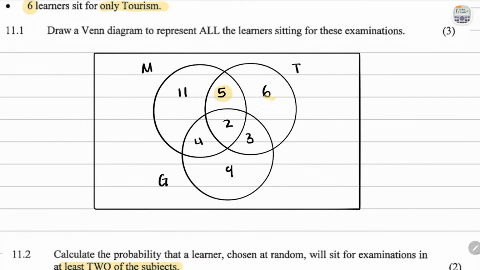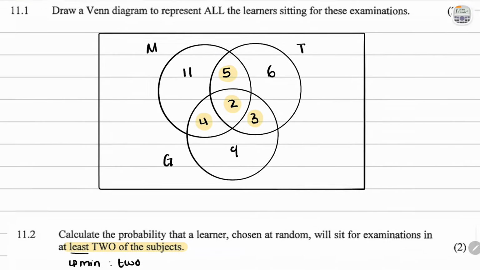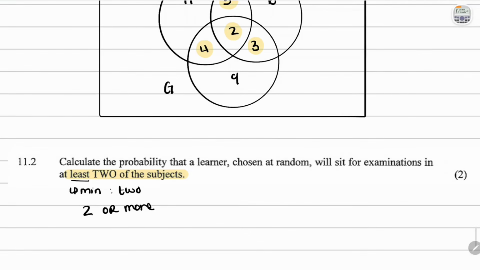And then if you look at 6, 6 is for learners who sat for tourism only. That is 1 subject, so we don't take that. And then 4 is for maths and geography. So that's 2 subjects, we'll take that. And 3 is for geography and tourism. So we're also going to take that because that's 2 subjects. And the middle, these 2 learners, they sat for maths, tourism, and geography. That's 3 subjects. So that would be at least 2, at lowest 2 subjects.